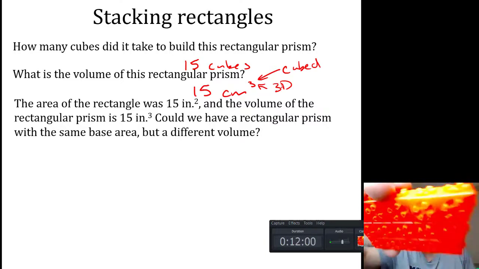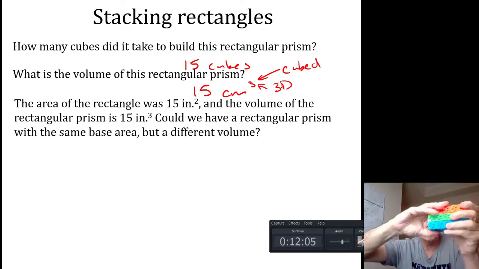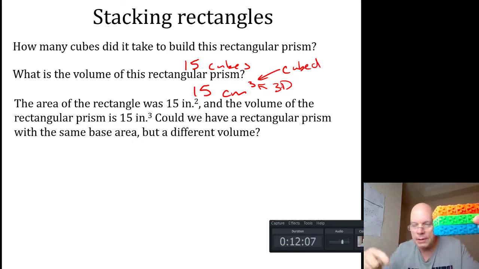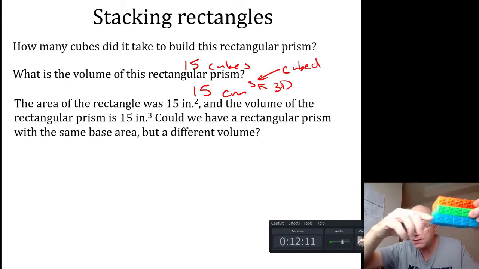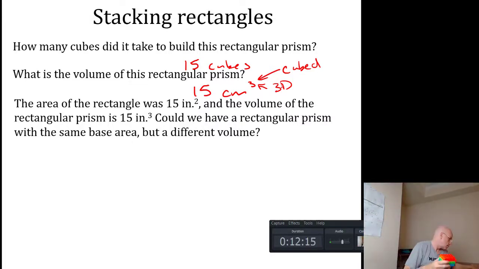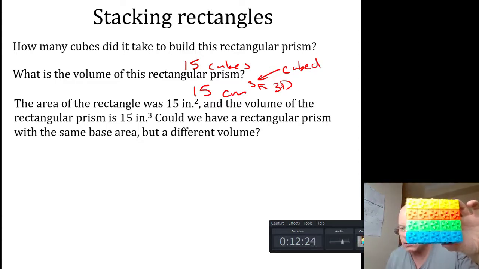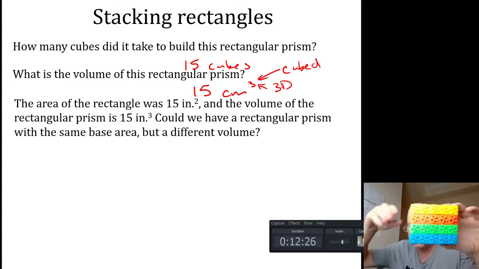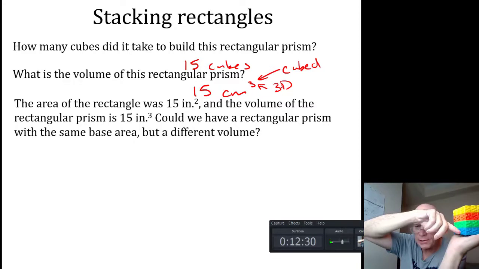If I had another one, stick it on that, now I've got 45 cubes. 15, 15, 15. 15, the area of the base, times 3 layers, 45 cubes. Fifteen times 4, 60 cubes. So it's still the same area, but just how many layers of that area.